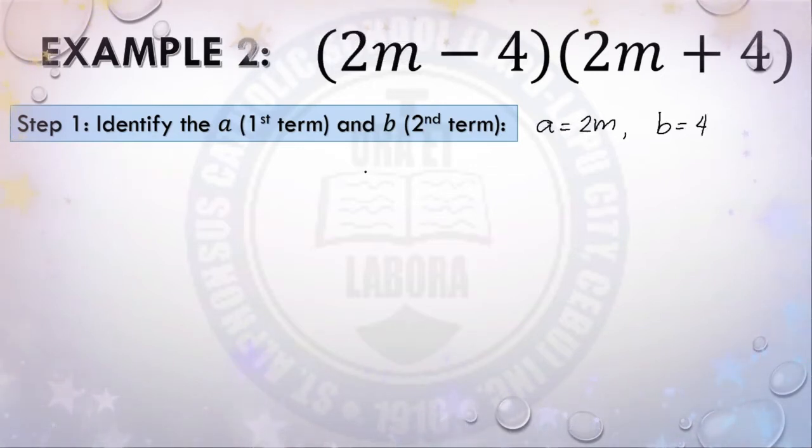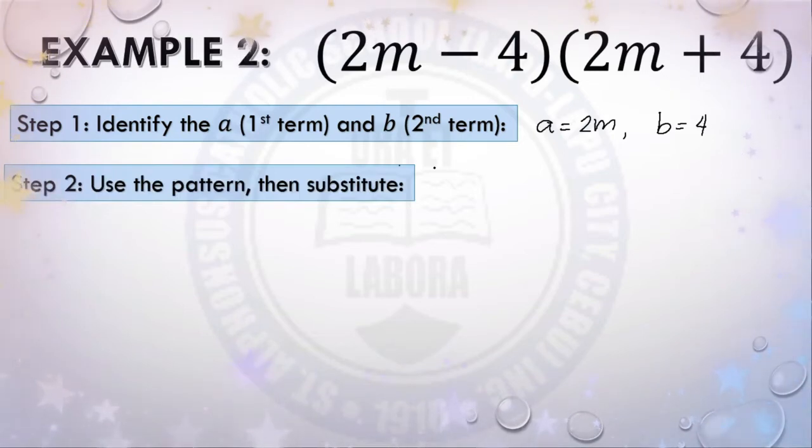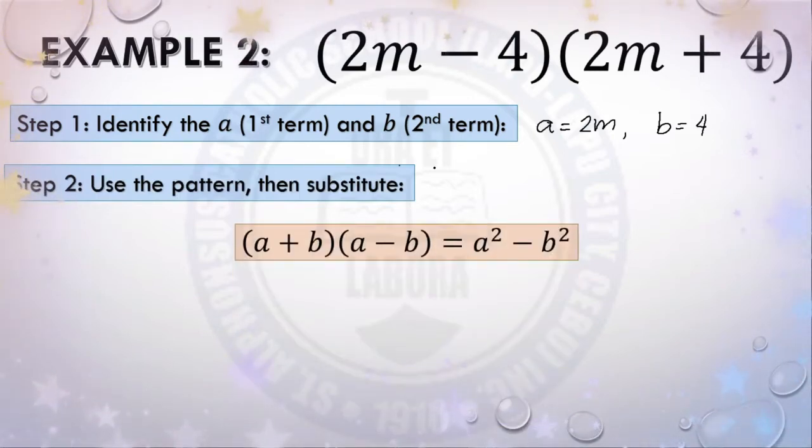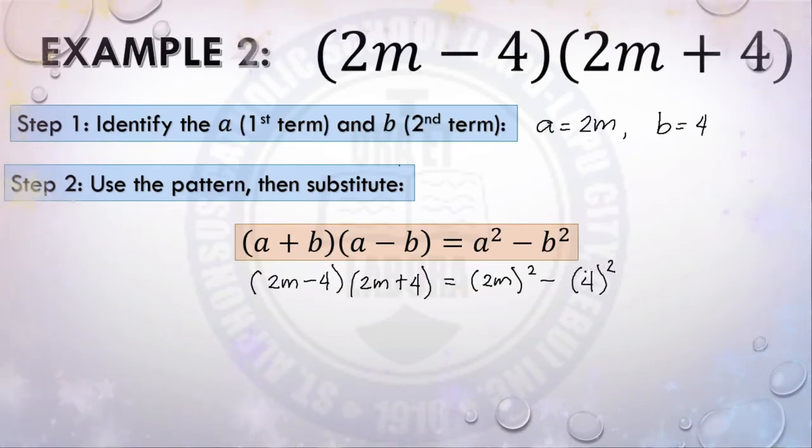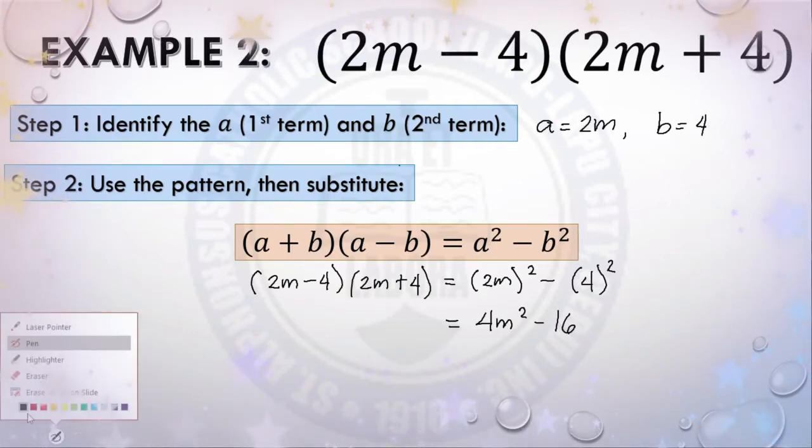After identifying the first and the second term, then you can proceed to step 2, which is use the pattern, then substitute. The pattern is a squared minus b squared. So you will copy first the given, 2m minus 4, 2m plus 4, so that you will be guided. Then substitute, 2m squared minus 4 squared. What do you think is the final answer? If your final answer is 4m squared minus 16, then very good, you're correct. And always box your final answer.